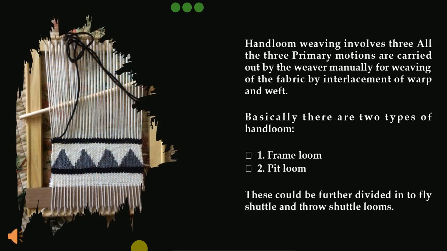Hand loom weaving involves all the three primary motions, carried out by the weaver manually for weaving of the fabric by interlacement of warp and weft. Basically, there are two types of hand loom: frame loom, pit loom. These could be further divided into fly shuttle and throw shuttle looms.